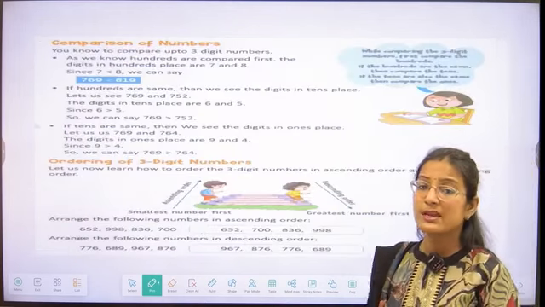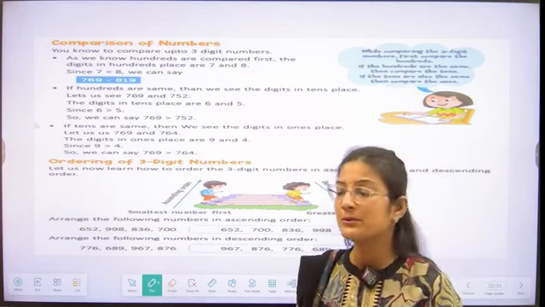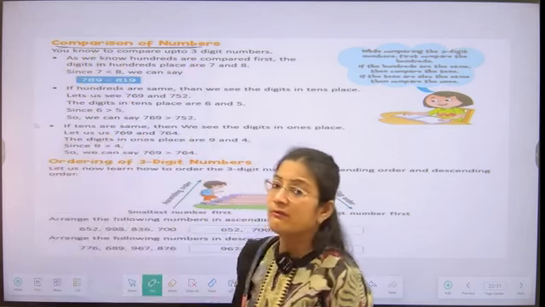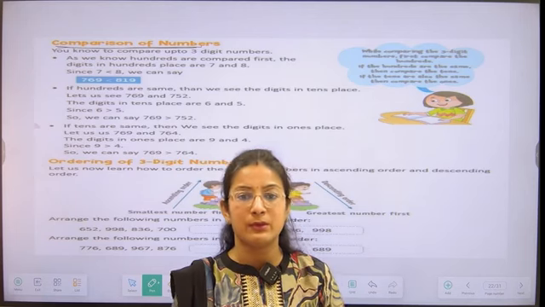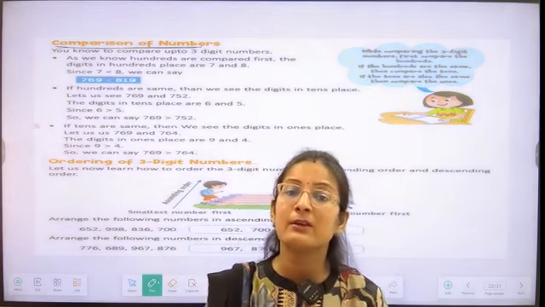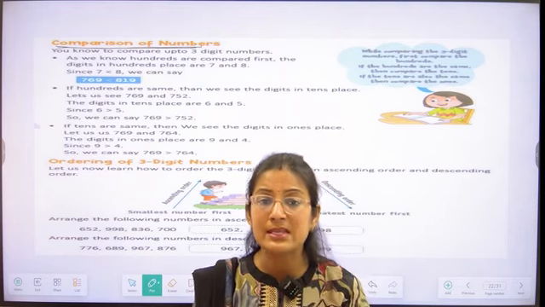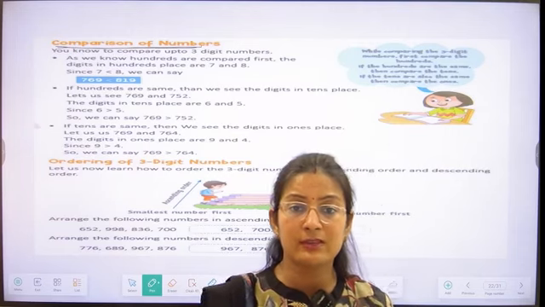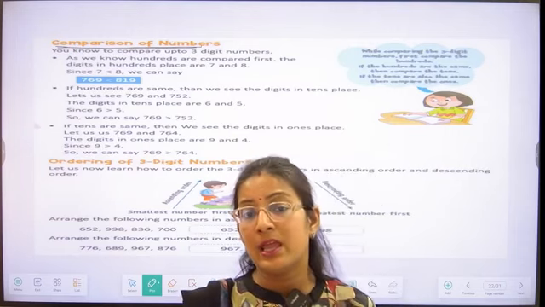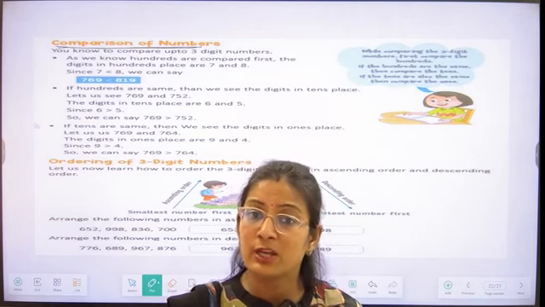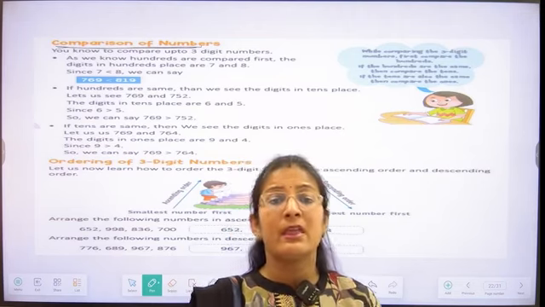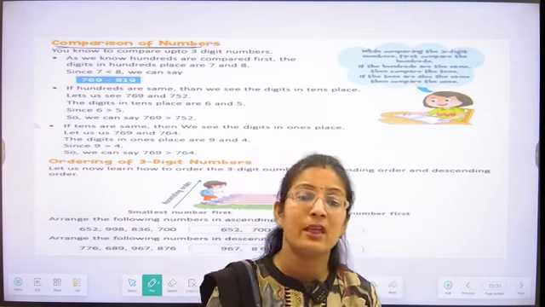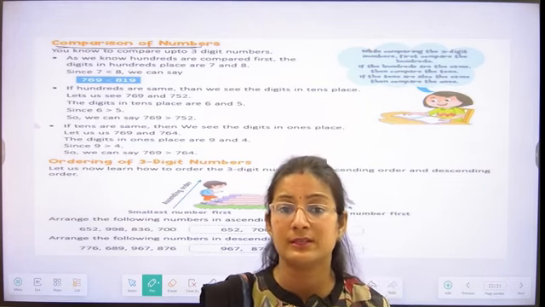Now we are going to understand how we can compare numbers. For comparing numbers, students, we have to check their 100th place value. The number which has the bigger 100th place value is bigger. If the 100th place value is the same, then we check the tens place value. The number which has the bigger tens place value is greater, students.